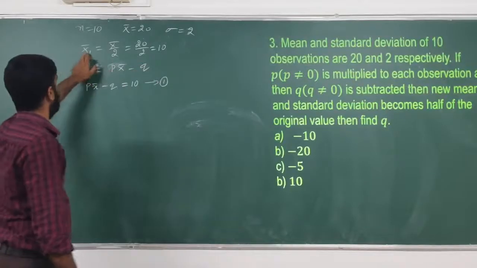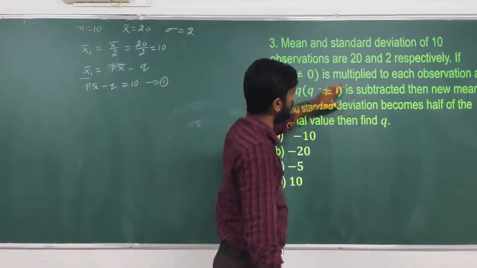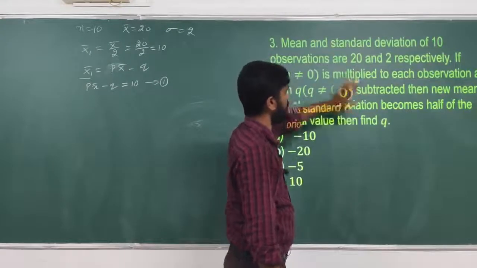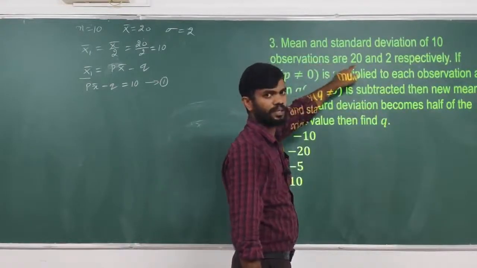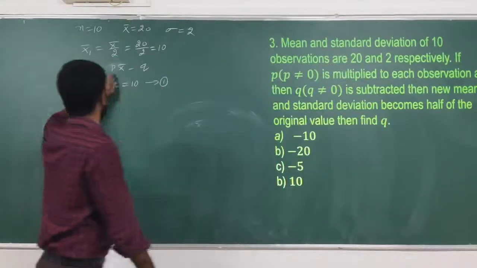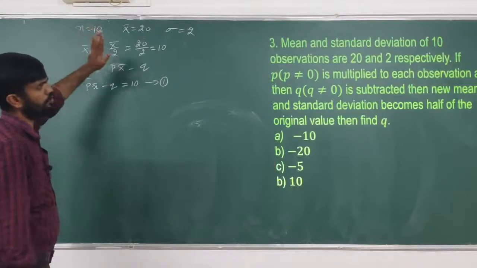Okay, and also another data is given. After doing these operations, the new mean becomes half of the original mean. We already know the original mean is 20, and half of this is 10. So this is equal to 10. Okay, now this is about the mean.